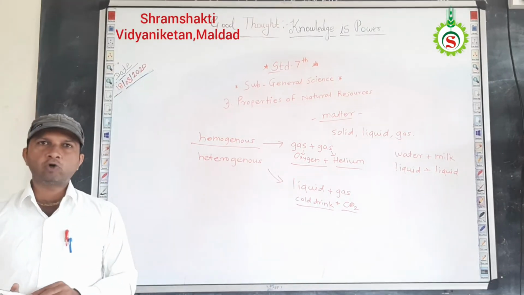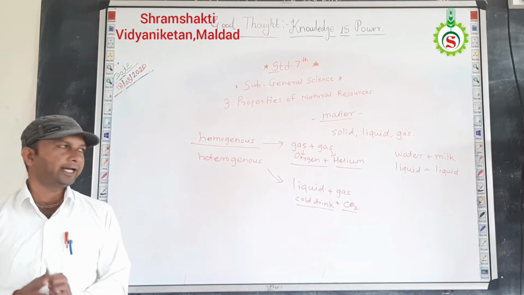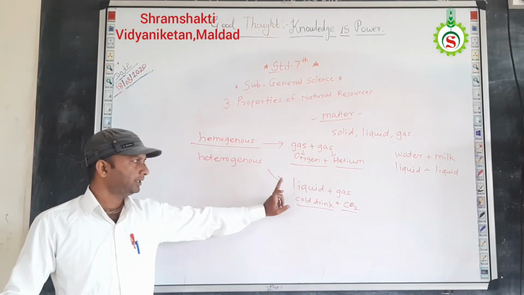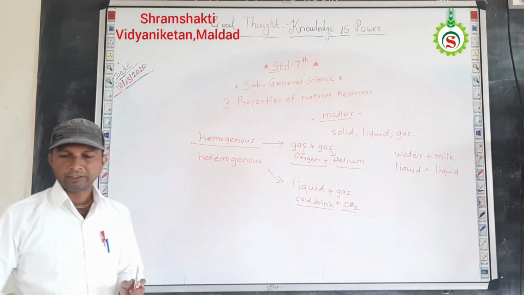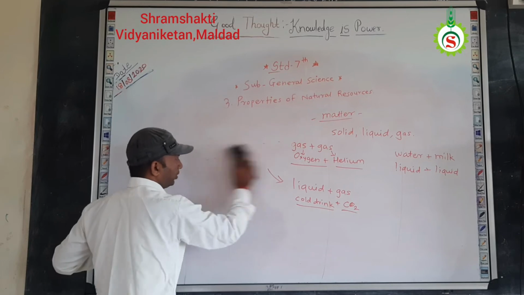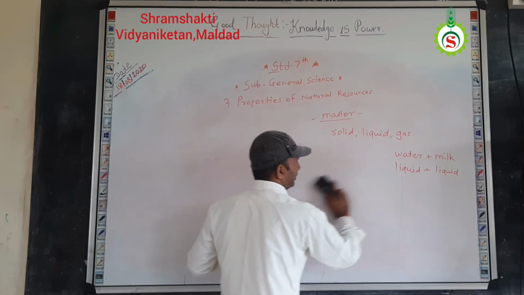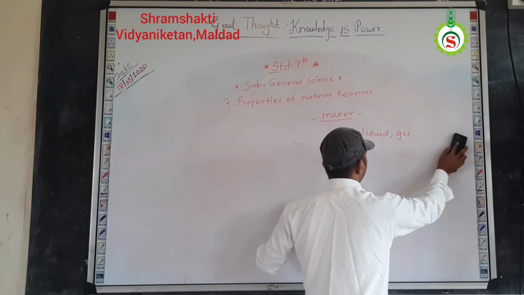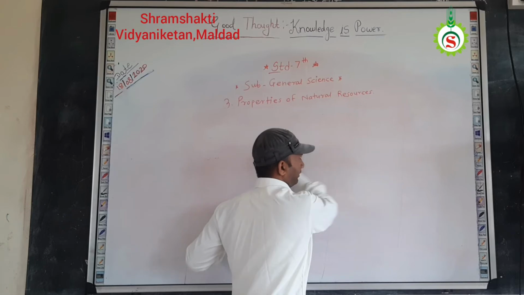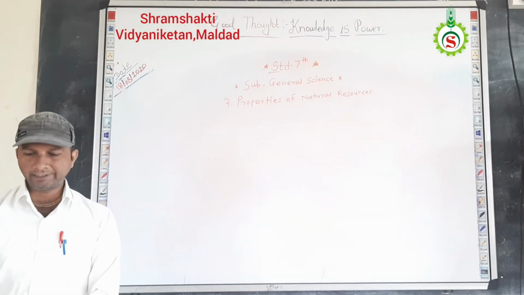Understand? In a homogeneous mixture, two same states of matter are mixed with each other, and in a heterogeneous mixture, two different states of matter are mixed with each other. So air is a homogeneous mixture, because in air the different constituents which are mixed are in the same state of matter. All the constituents present in air are in gaseous form.